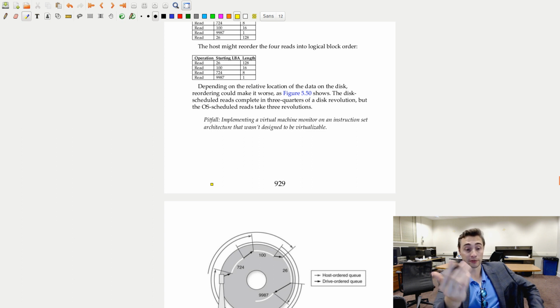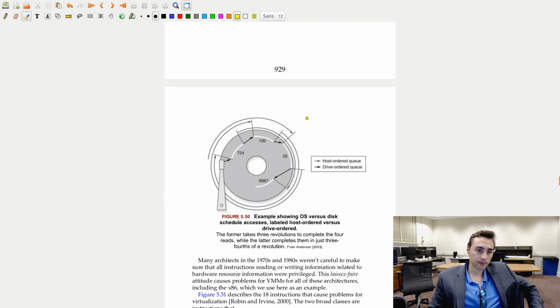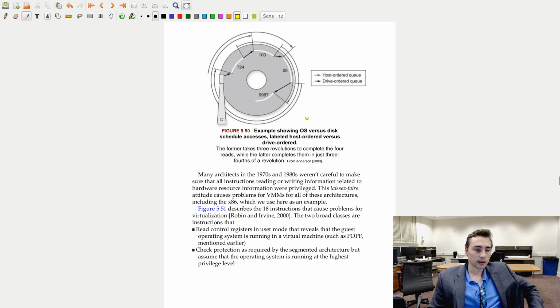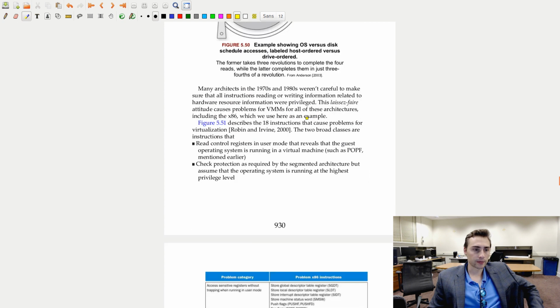Let's get another pitfall. Implementing a virtual machine monitor on an instruction set architecture that wasn't designed to be virtualizable. So, many architects in the 70s and 80s weren't careful to make sure that all instructions reading or writing information to related hardware resources were privileged.